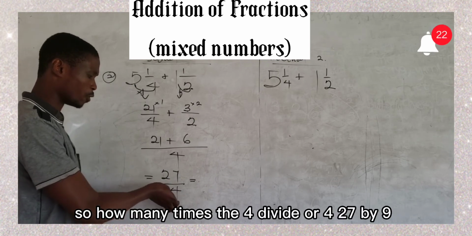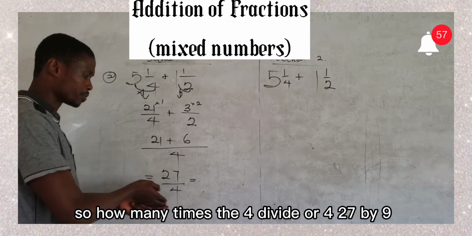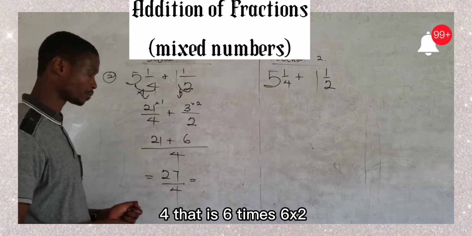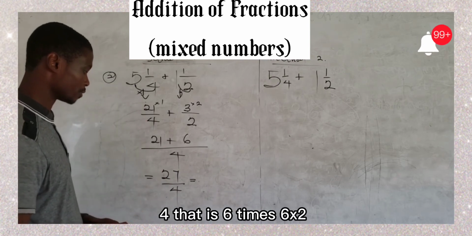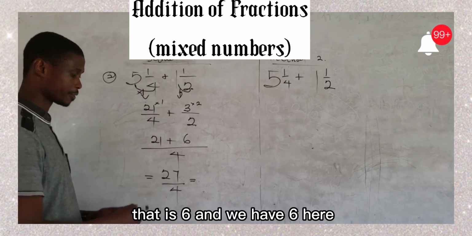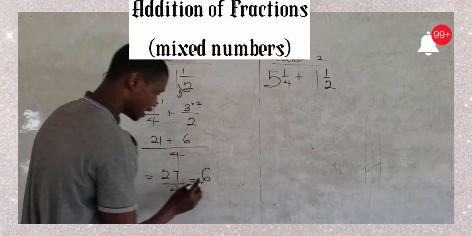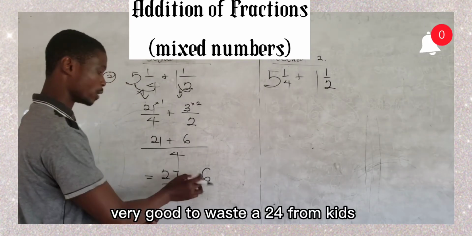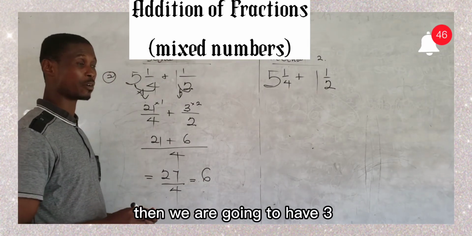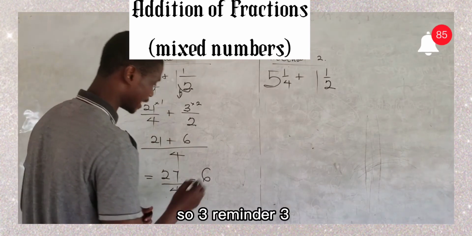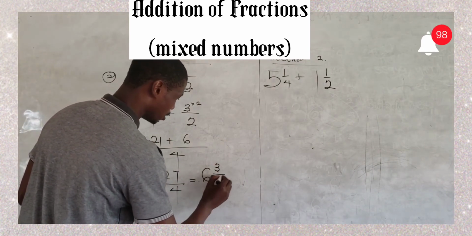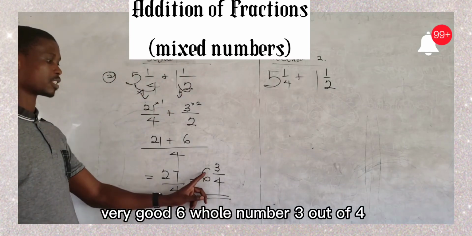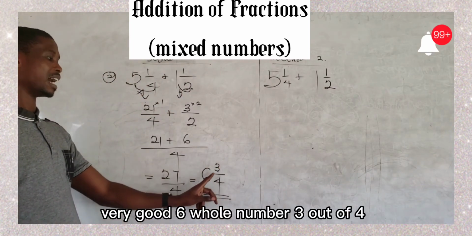So how many times will 4 divide 27? That is 6 times. So we are going to have 6 here. And 6 times 4 will give us 24. Very good. So when you subtract 24 from 27, you are going to have 3. So remember 3, 3 out of 4. Very good. So 6 whole number, 3 out of 4.